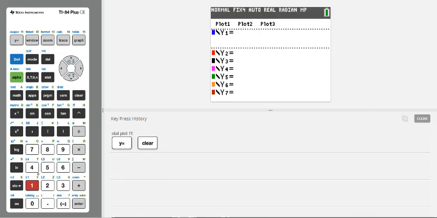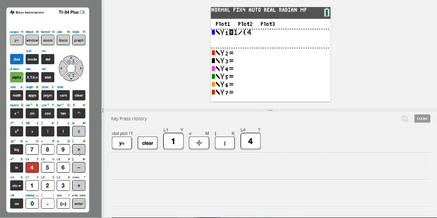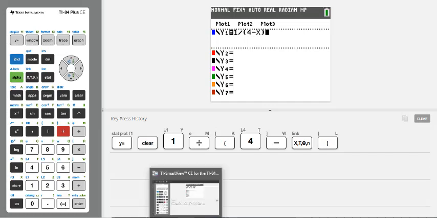Clear. 1 divided by, open parentheses, 4 minus x, close parentheses. So you want to make sure that you encapsulate the denominator. By doing a parentheses down there, you'll be able to see that 4 minus x is all in the denominator, as opposed to 1/4 minus x. That could be a mistake for you.